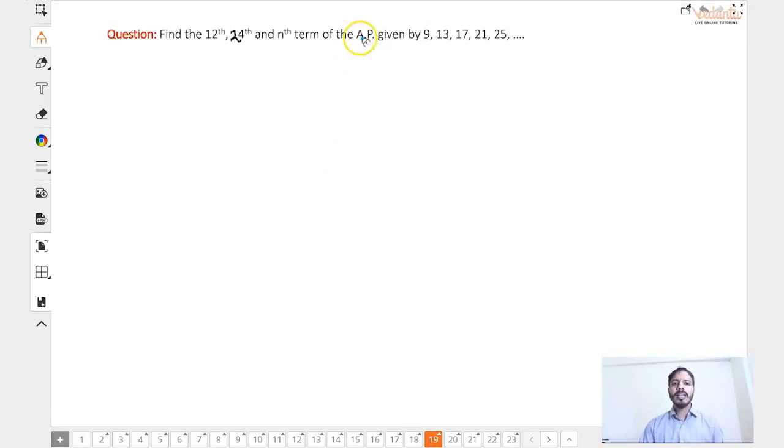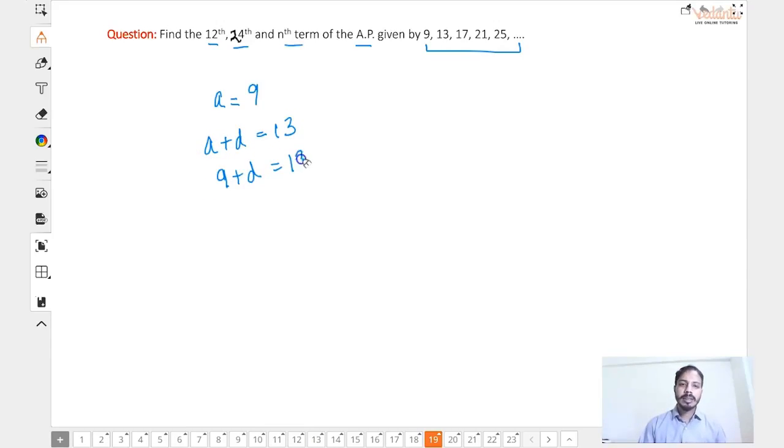Now this is a simple one. Now it says find out the 12th, 24th and nth term of the AP. Now it is said that this series is AP. That means what? 9 is the first term, that is a is 9. And what is the second term? 13. That means a plus d is equal to 13. Simple. And a is 9. So 9 plus d is equal to 13. So d can be written as 13 minus 9. Right? So that is 13 minus 9, which is 4. Now what to do?